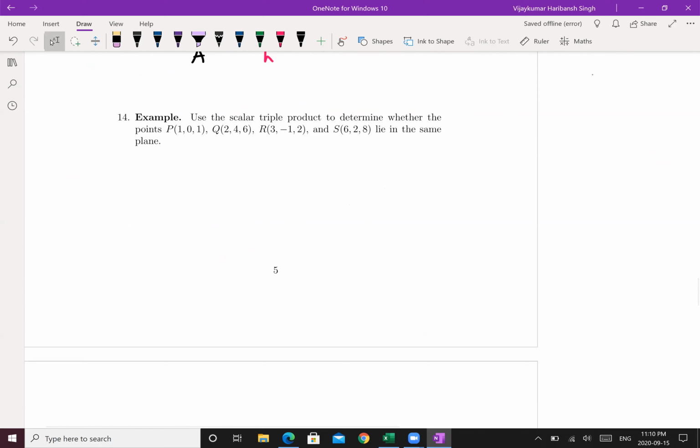So we have proved that the volume of this parallelepiped is equal to this triple product. Now, use the scalar triple product to determine if the following points lie in the same plane. If they lie in the same plane, then what can we say? Suppose this is P, you have Q, you have R, and this is S. If they lie in the same plane, that means S should have been here. That would imply that the volume of the parallelepiped should be zero, right?